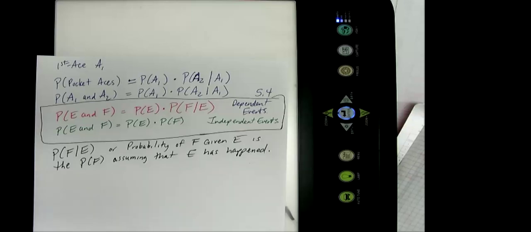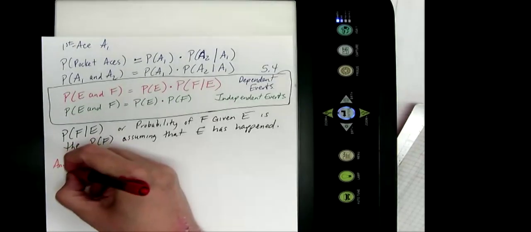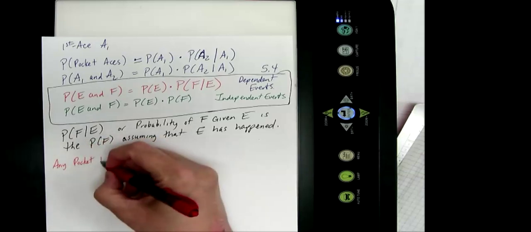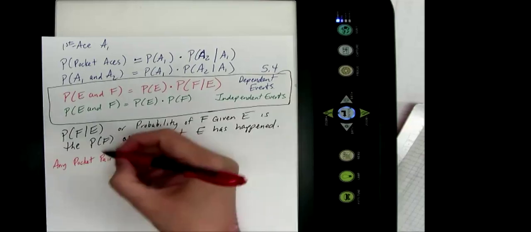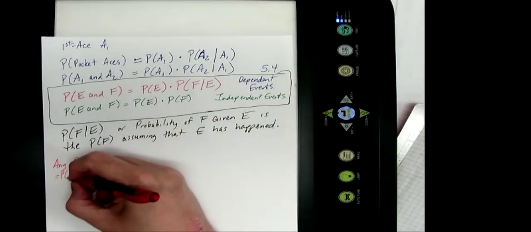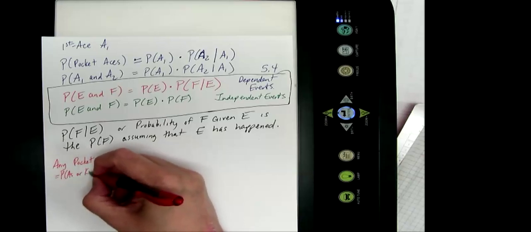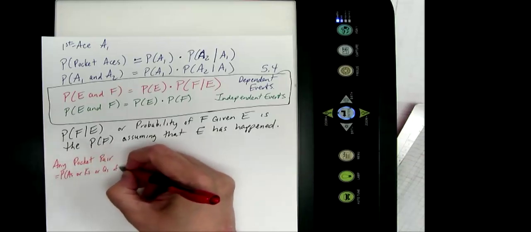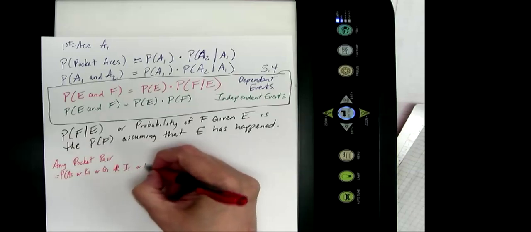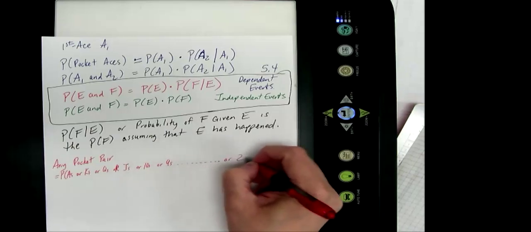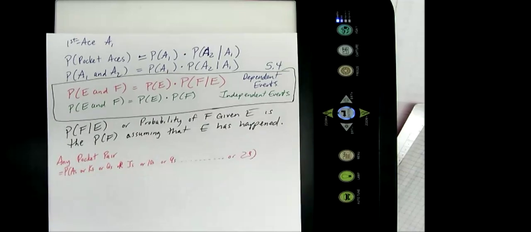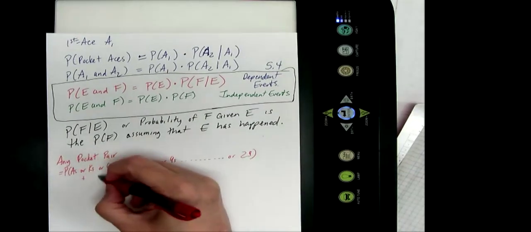Let's go back to any pocket pair real quick, just to reinforce that idea for a second. The long way of doing this is the probability of aces, or kings, or queens, or jacks, or tens, or nines, and going all the way down to twos. And all of these ors would turn into a plus.